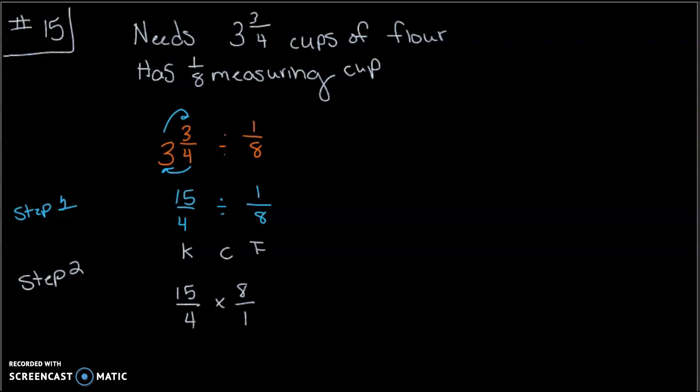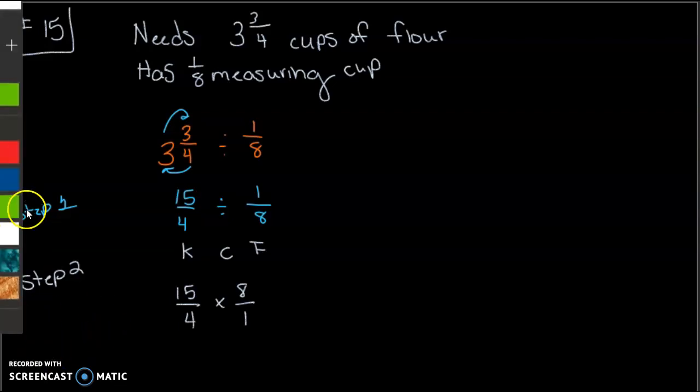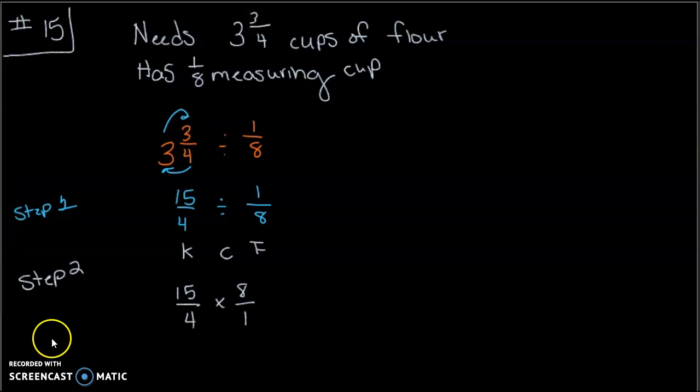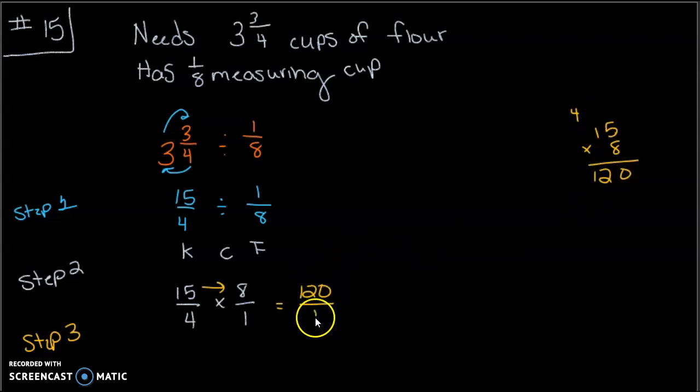And then your last step is just multiply right across and divide, and simplify. So let's multiply right across. This is step 3. So we have 15 times 8. Don't know that off the top of my head. 8 times 5 is 40. 8 times 1 is 8, plus 4 more is 12 over 4.